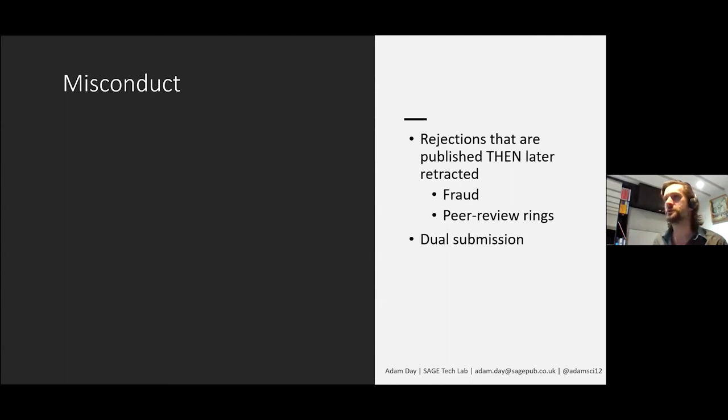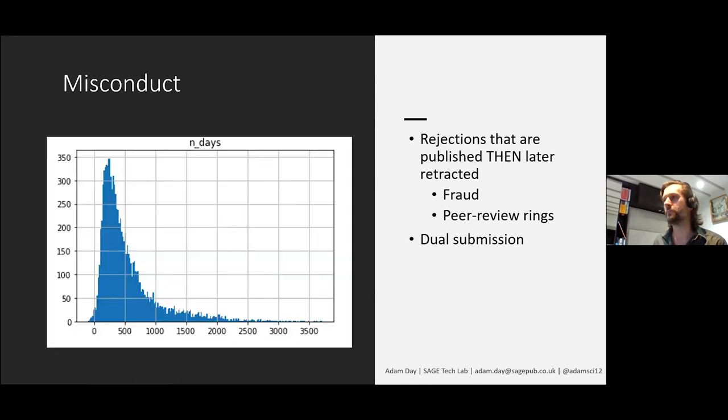Dual submission is also very easy to spot. This is another graph just showing, you know, counts of articles by the number of days between them being rejected and published elsewhere. You can see that a very small number of them were published before they were rejected. So these are very obvious dual submission cases. And it's a small number of cases, but they're very easy to identify.